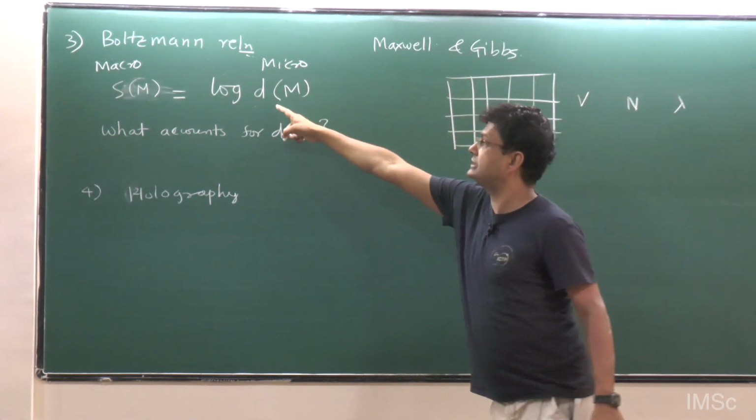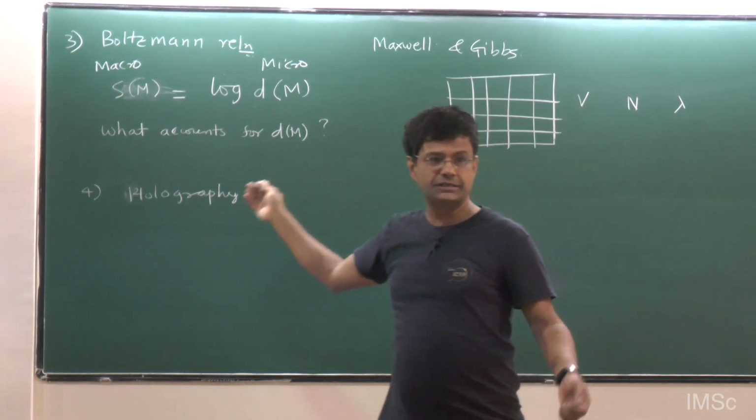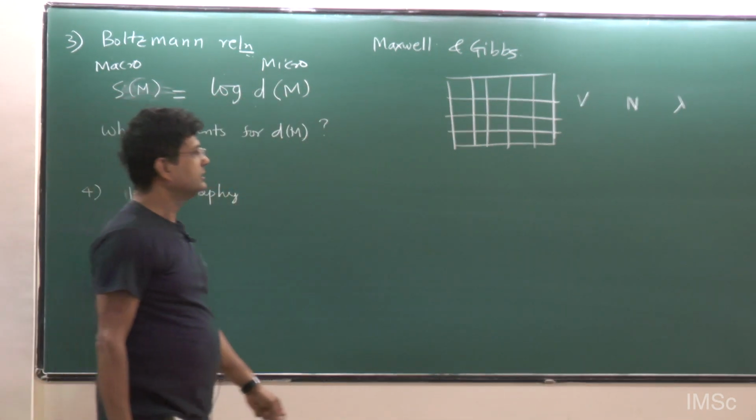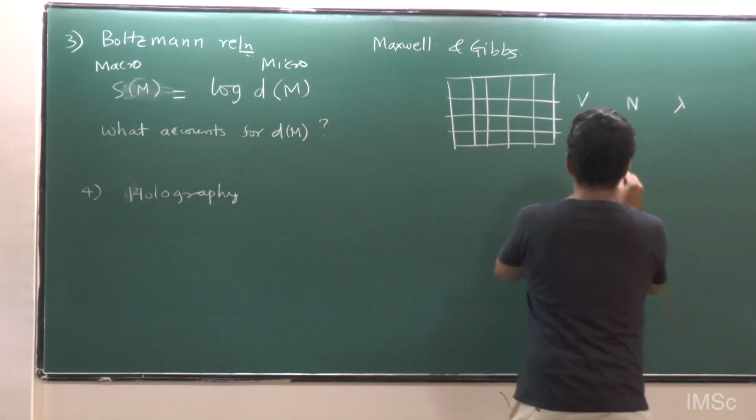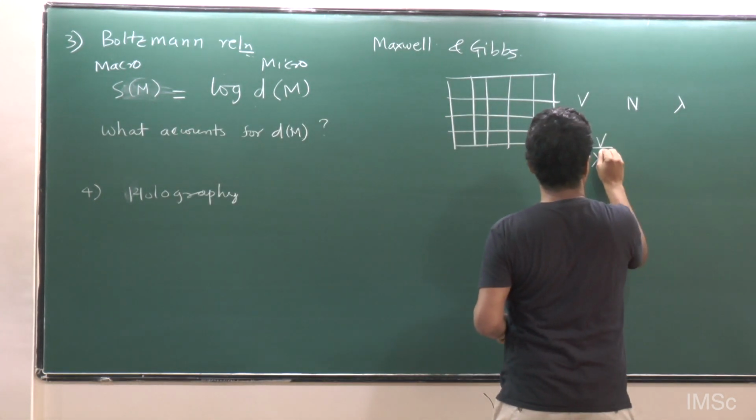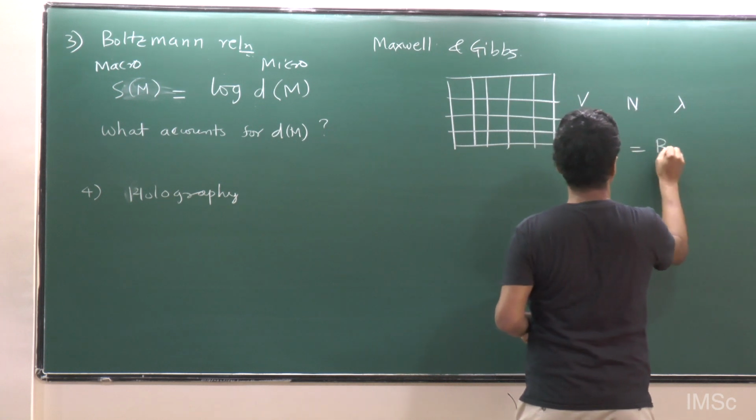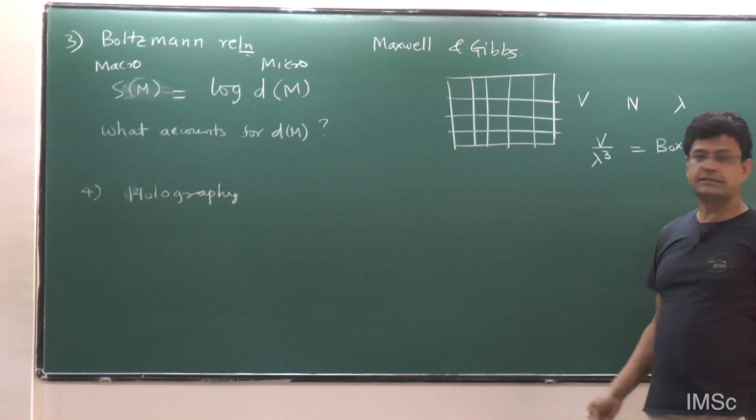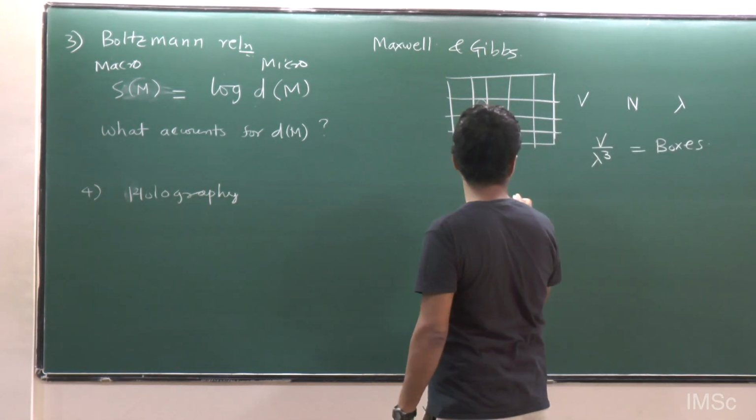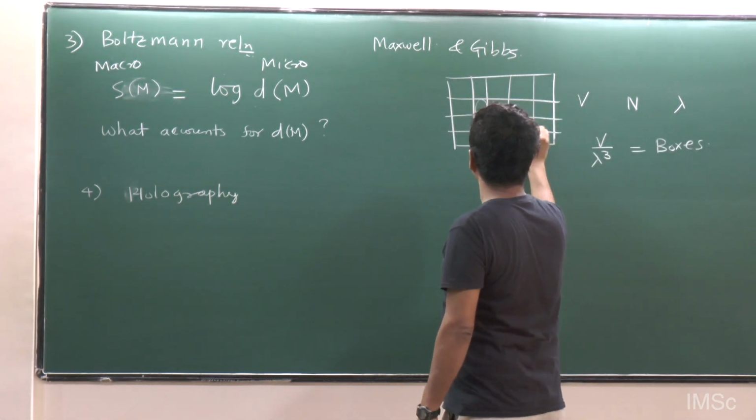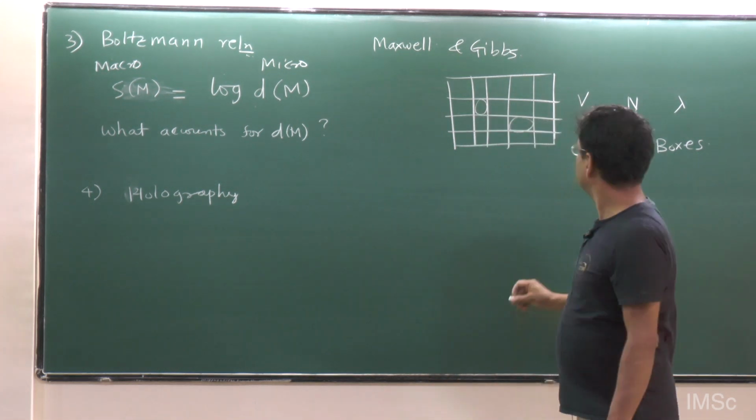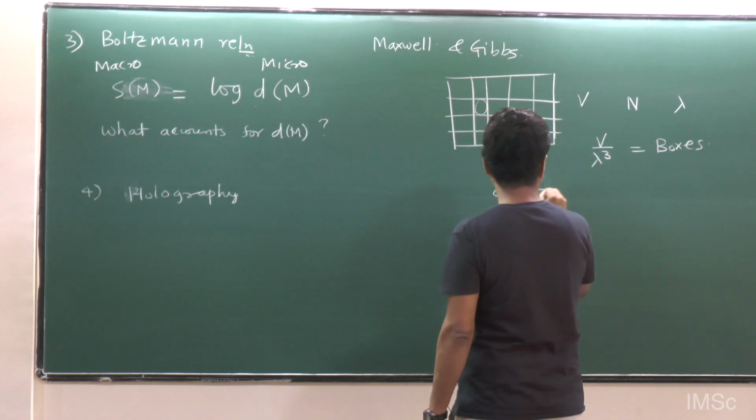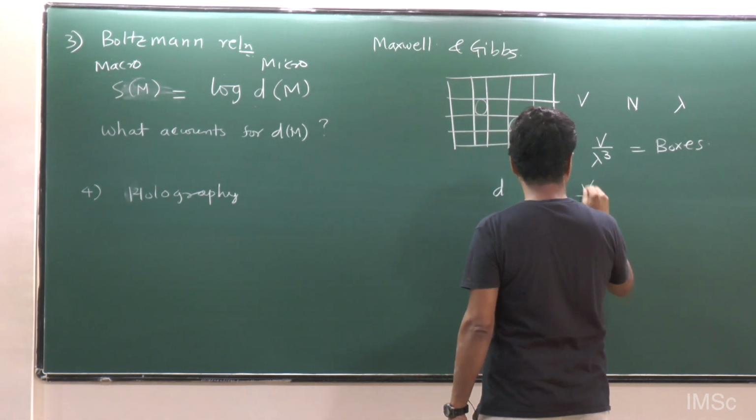Calculating the number of microstates for a given energy becomes a counting problem, that in how many ways can I distribute these n particles. There are basically V divided by lambda cube boxes, and the number of ways is you can just calculate. You can put one here, then you can, if it's dilute gas, then two here. So basically the number of microstates is going to be (V/lambda cube) to the power n.